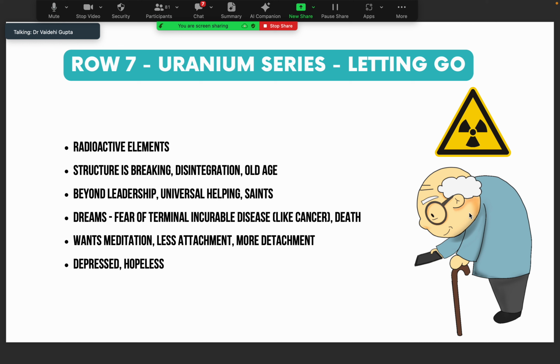Old age, beyond leadership. They want power, but beyond leadership they don't want to be leader, they want to help others. That's why they are universal helpers. Such people are saints. There's also a dream of a terminal incurable disease like cancer. There's a dream of death. Everything is just disintegrating, breaking. They want meditation, like every old person, less attachment, more detachment. They are depressed, hopeless.